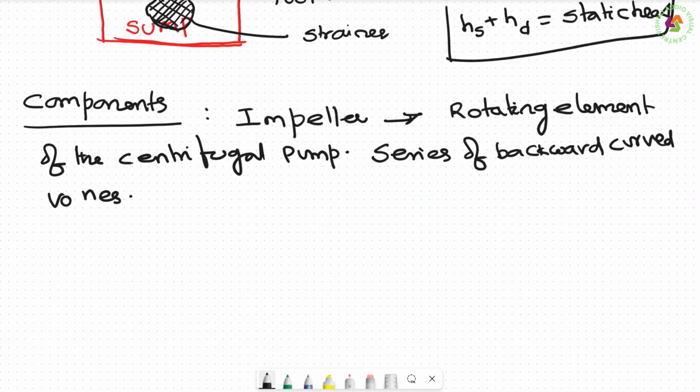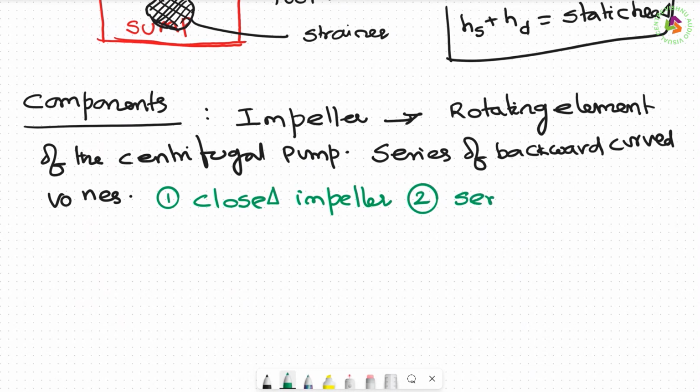The second thing is there are three types of impellers. One is the closed impeller. The second one is the semi-open impeller. And the third one is the open impeller.